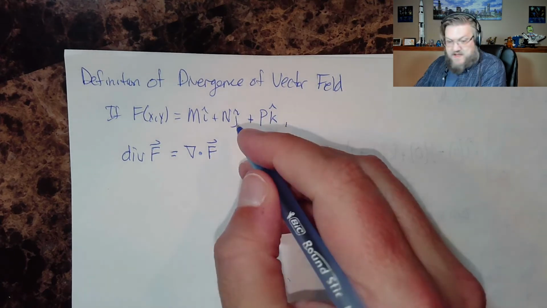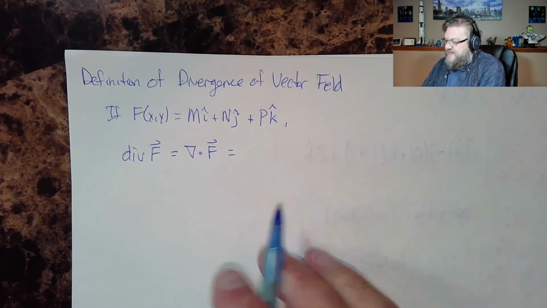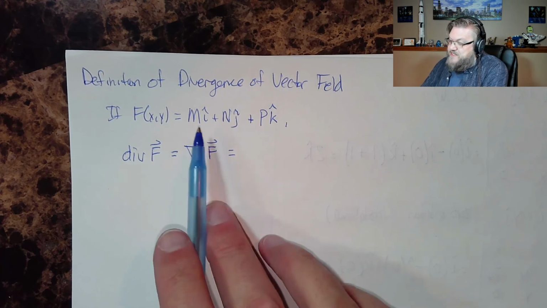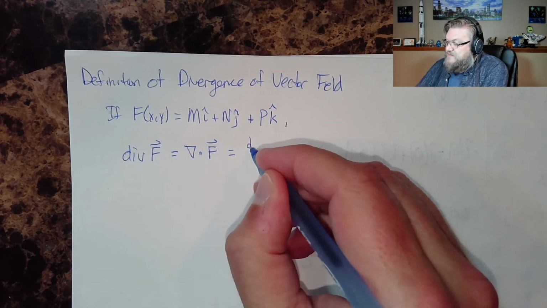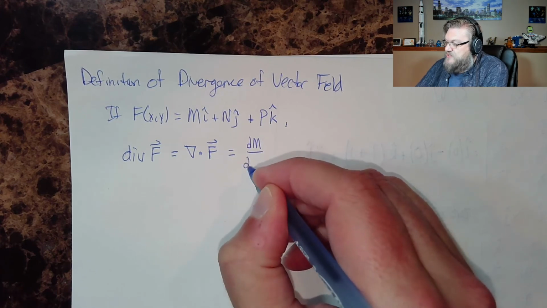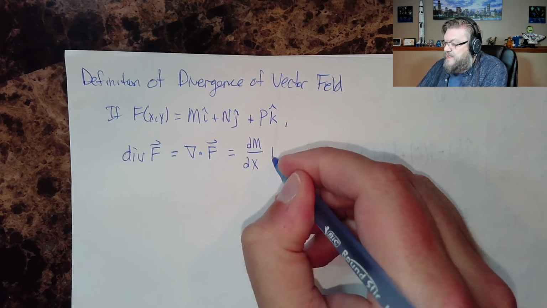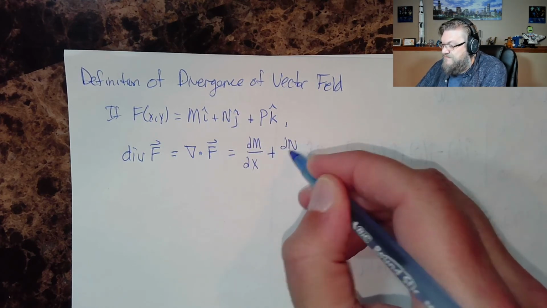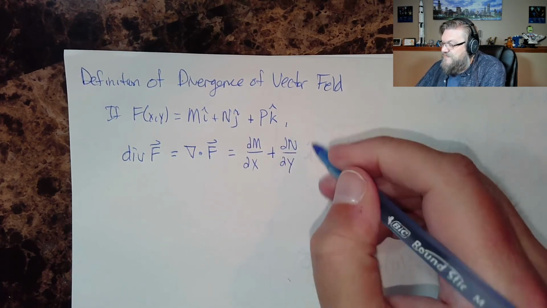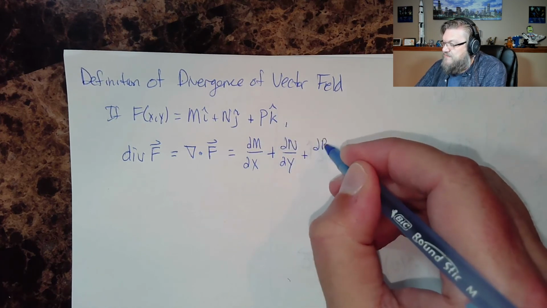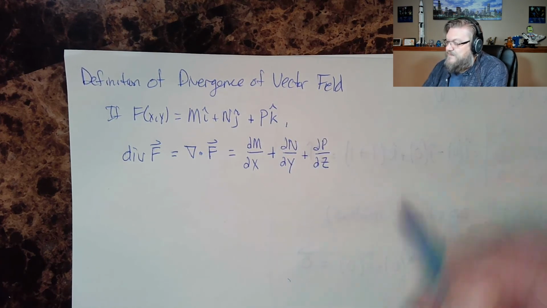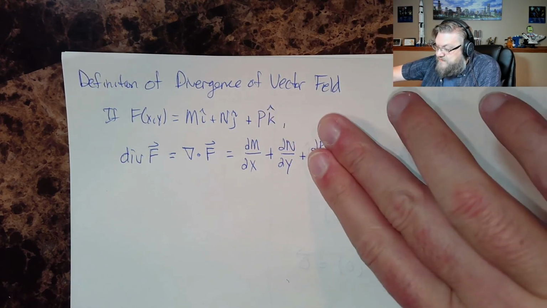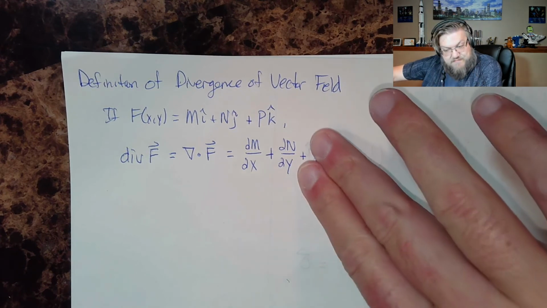Nice. The definition is as follows. All this means is you dot these together. So you take the derivative with respect to x of the first thing. So that's going to be del m, partial of m with respect to x, plus take the derivative of the middle one with respect to y, so plus del n, partial y, plus partial p with respect to z. And if it was only 2, you wouldn't have this third part. It would just be that.